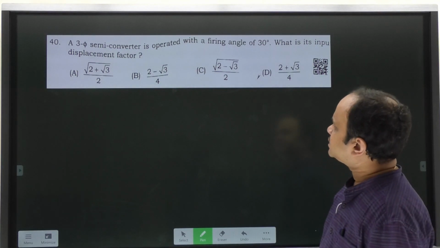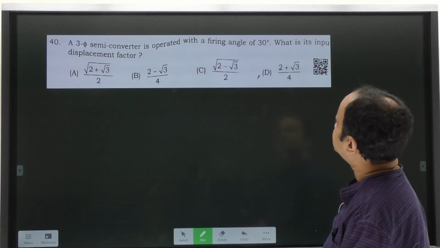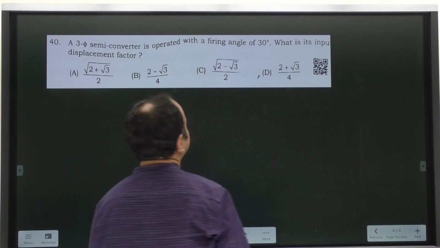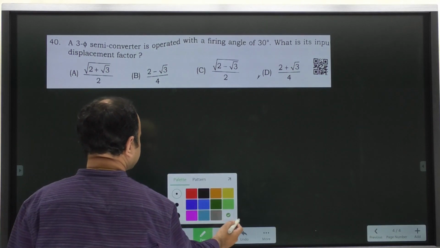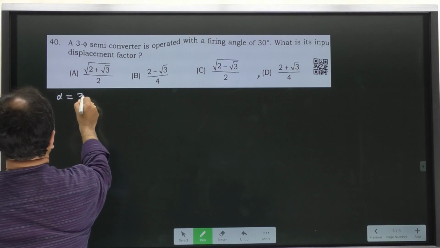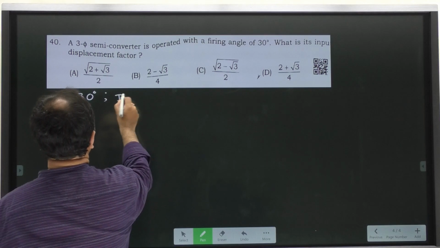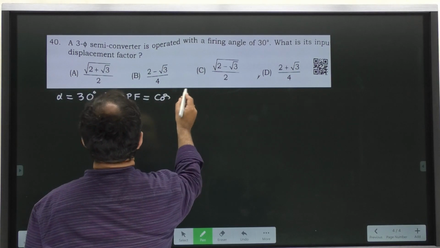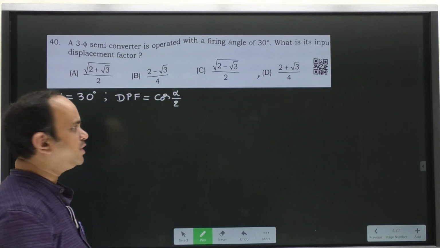Now let us look into the next question. A three-phase semi-converter is operating with a firing angle of 30 degree. What is the input displacement factor? In this case the given data is firing angle alpha is 30 degree. Then the input displacement factor, in standard practice referred to as displacement power factor, is equal to cos alpha by 2.